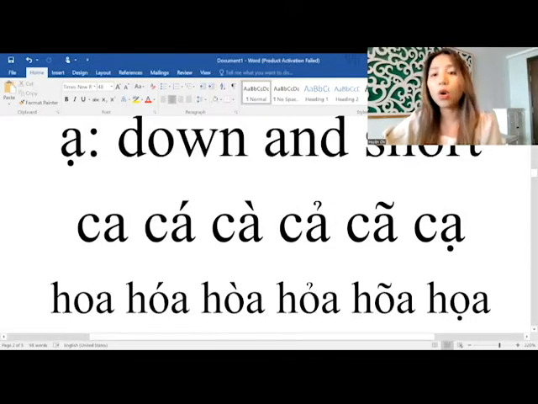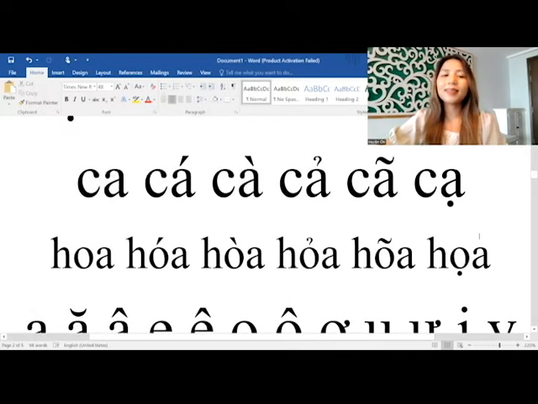Cả, it means all. Cả, this word doesn't exist. And cả, this is a very slang word, means like friends, like buddy. Okay, so you see, different word, different meaning. Okay, we try with another group of 6 tones.